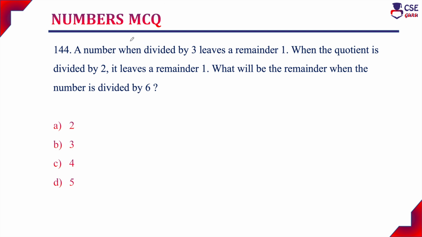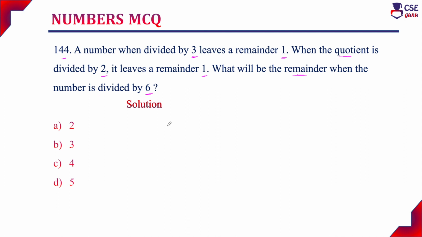Next, problem number 144. A number when divided by 3 leaves remainder 1. When the quotient that we get on dividing by 3 is divided by 2, the remainder is 1. What will be the remainder when the dividend value is divided by 6? So we need to find the dividend here.